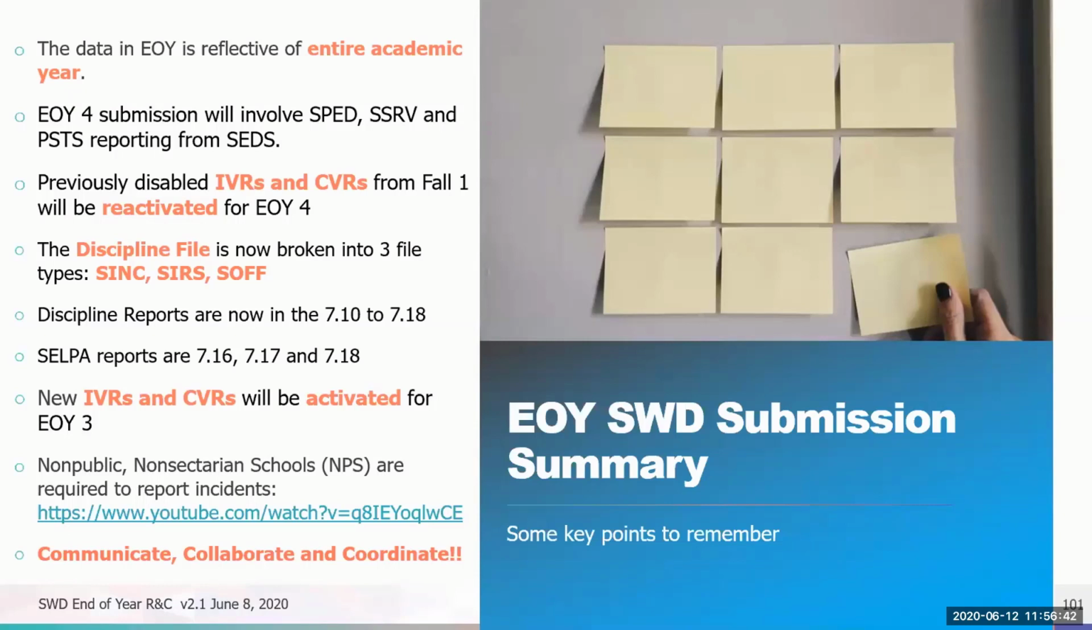So just a quick summary. The end of year data, both 3 and 4, is reflective of the entire academic year. End of year 4 requires the submission of the SPED, the SSRV, and the PSTS from your special education data systems. You should know that previously disabled IVRs, those are your submission errors, and CVRs, those are your certification errors from Fall 1, will be reactivated. And so many of you are facing those challenges of resolving these errors now.